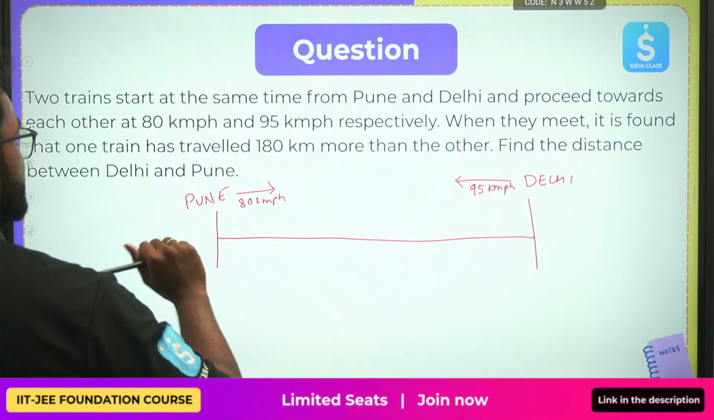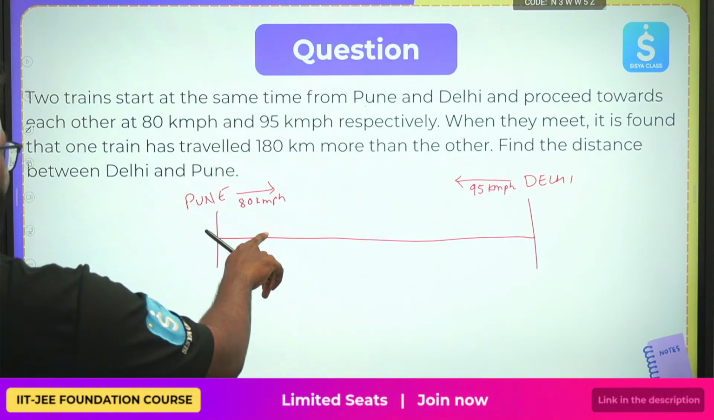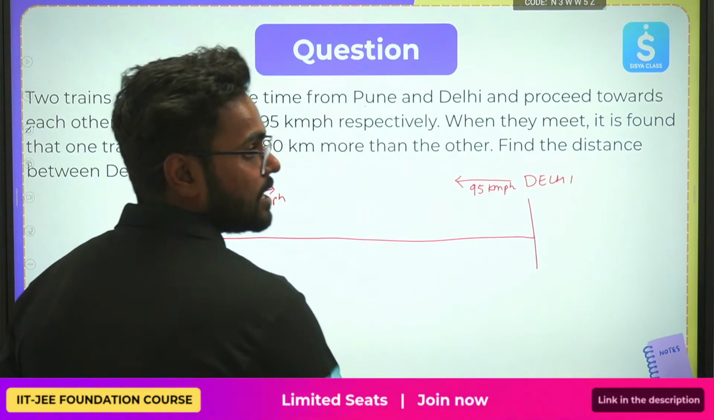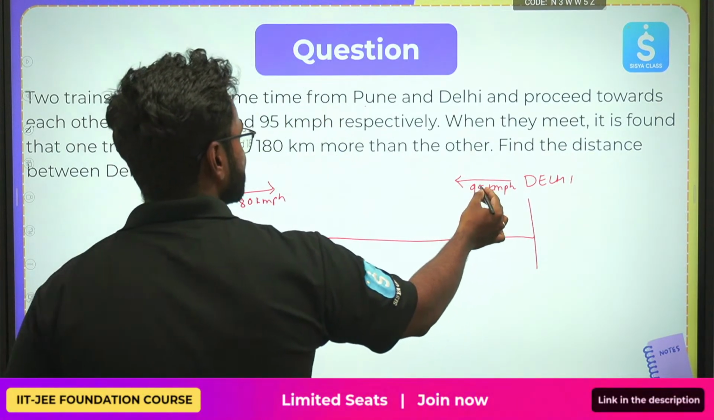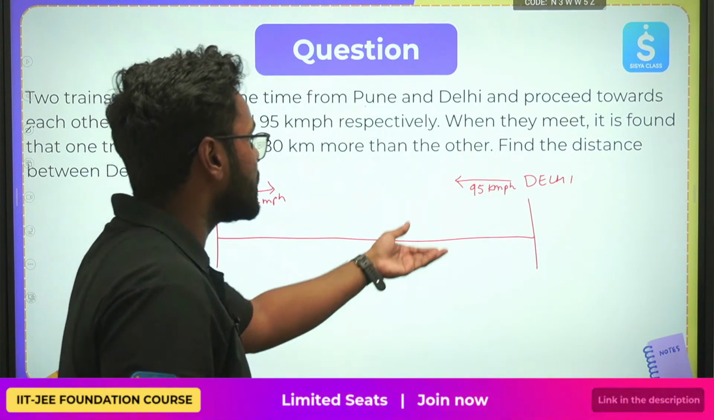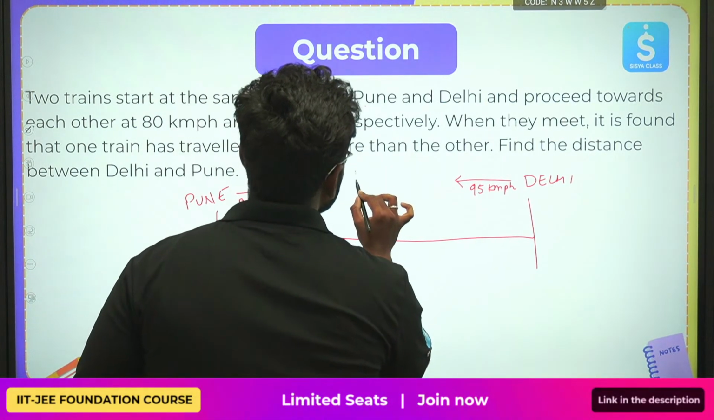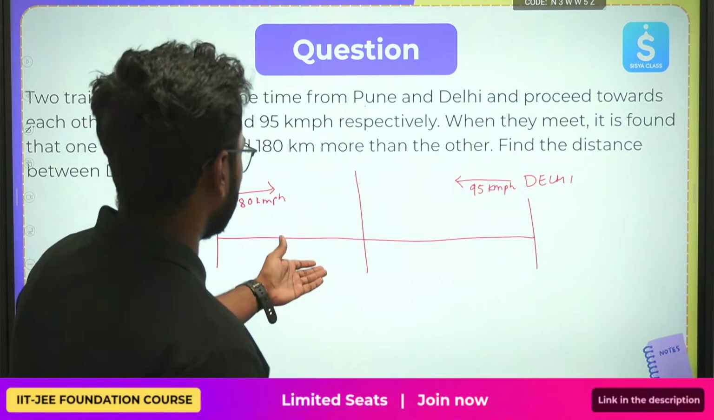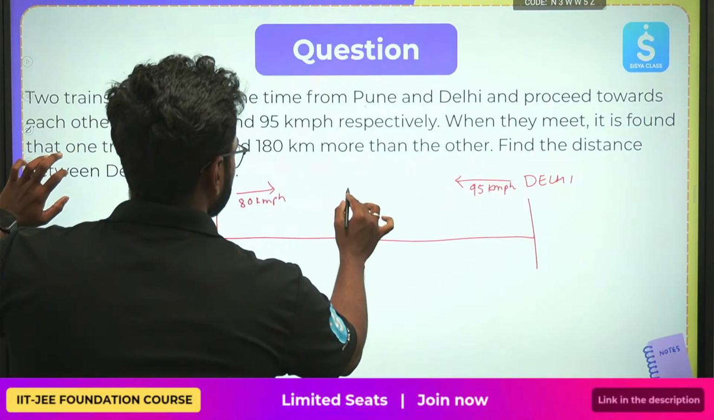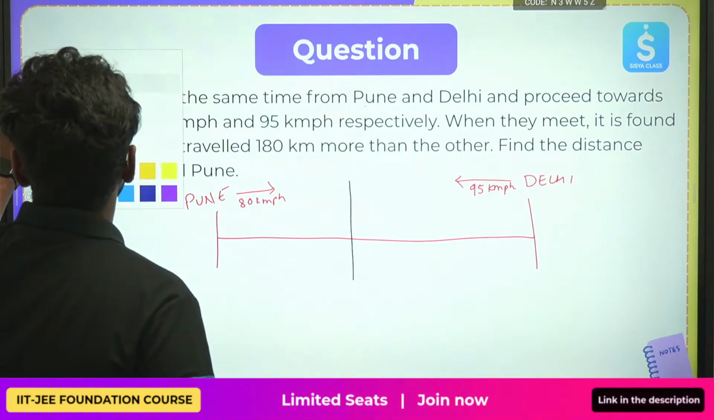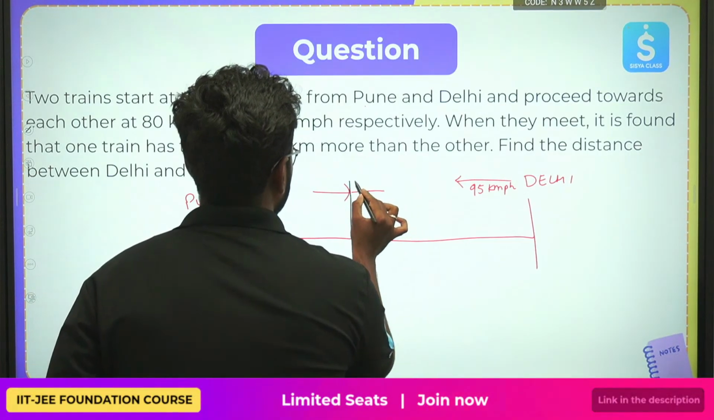Now when they meet, it is found that one train has traveled 180 km more than the other. Obviously, no other condition you are considering, and you can see that the speed is more for this Delhi train, so it will cover more distance than the Pune train. Let us assume this is the point. This is like the middle, right? Let me consider this is the meeting point. At this point, both the trains would be meeting.